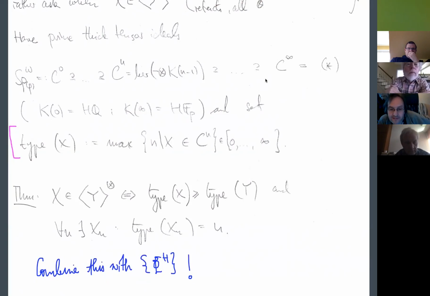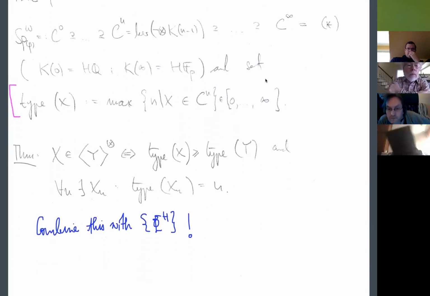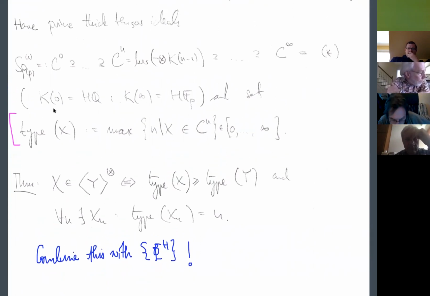All the results I'm explaining can be spliced together to integral statements, but that never adds anything really interesting, only lots of potential confusion. So I decided to work in the P-local setting all the time. And here's a numerical invariant of a finite P-local complex, which will play an important role. It's the type. The type of X is just the largest n for which X is contained in Cn, meaning you just look at how many Morava K-theories vanish.